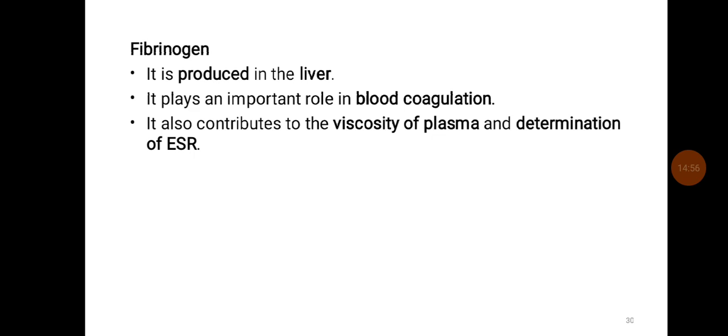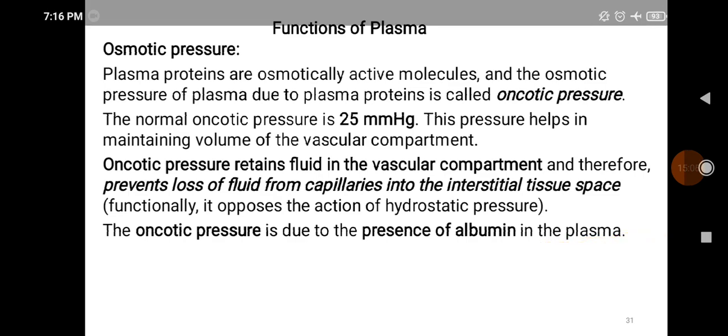Fibrinogen is produced in the liver. It plays an important role in blood coagulation. It also contributes to the viscosity of the plasma and determination of ESR.